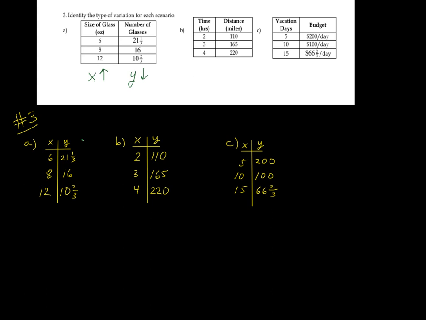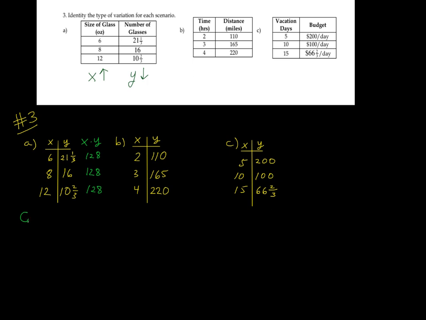So let's go ahead and check the product, x times y. And here we'll have 6 times 21 1/3, well that's 128. 8 times 16, that's also 128. And 12 times 10 2/3, that is also 128, right? This 128 is telling us what? It's just telling us the total number of ounces in the vat of wine, okay?